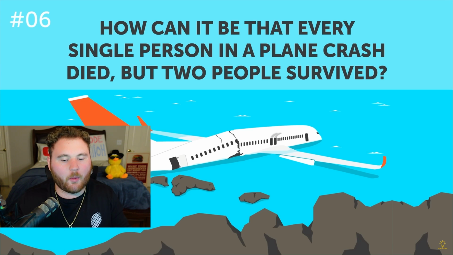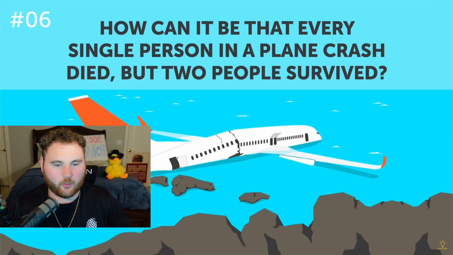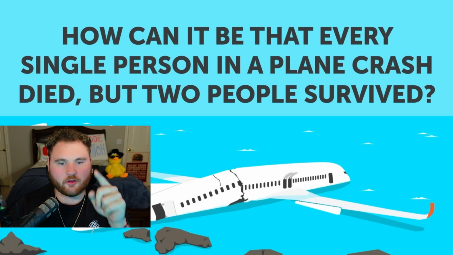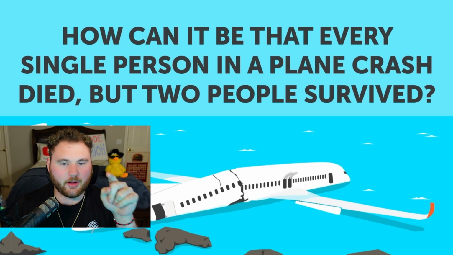If you say every single person died, that means everybody died. Like, how could you have 2 people surviving if everyone's dead? That doesn't make any sense. How can it be that every single person in a plane crash died, but 2 people survived? Hold on. Before I just say that that's not possible, let's think about this for a second.